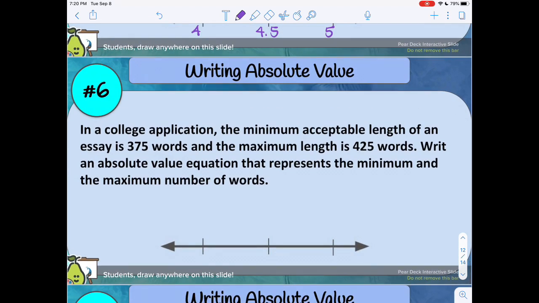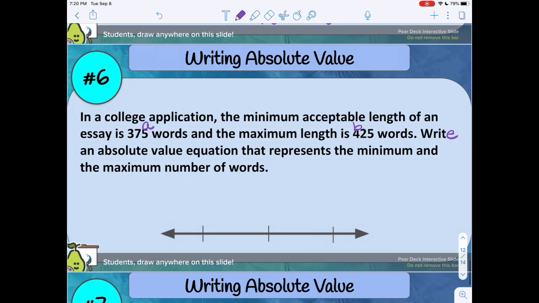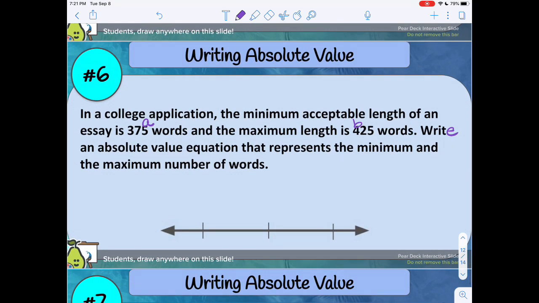All right, problem number 6. In a college application, the minimal accepted length of an essay is 375 words. We'll call that A. The maximum length is 425. We'll call that B. Write an absolute value equation that represents the minimum and maximum number of words. I think that's fixed on your paper, but it wasn't on mine. So again, we're looking at our format of |X minus the midpoint| is equal to the distance to the midpoint.